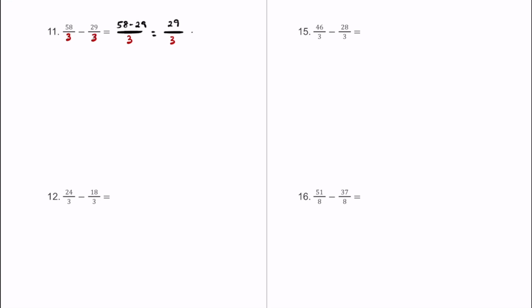This is actually our final answer as an improper fraction, because 29 and 3 are both prime and their GCF is 1. So if you want a mixed number, though, 3 times, I believe, 9 is 27, which puts us 2 away from 29, so it has a remainder of 2. So we have 9 2/3 if you want the mixed number instead.